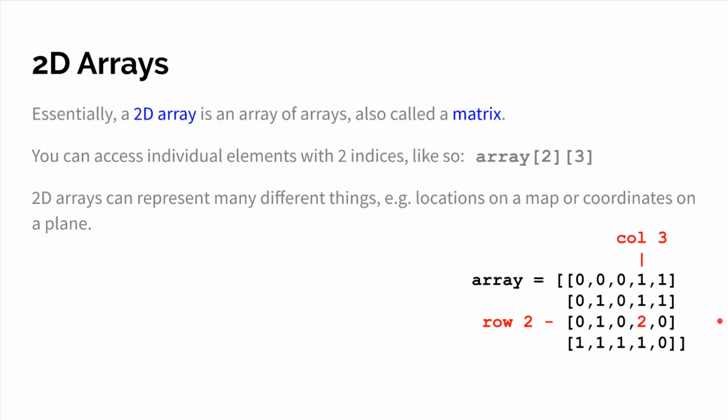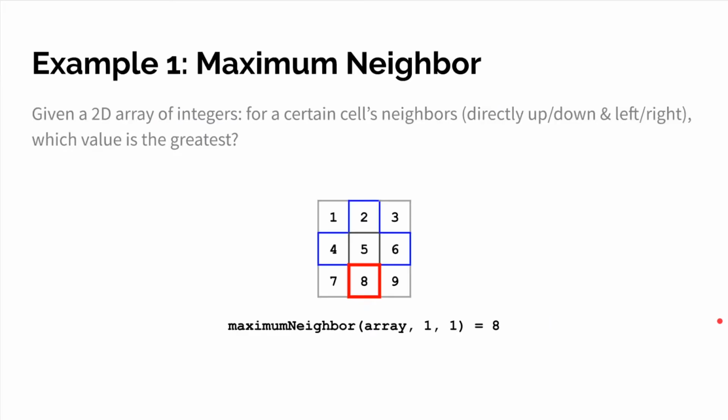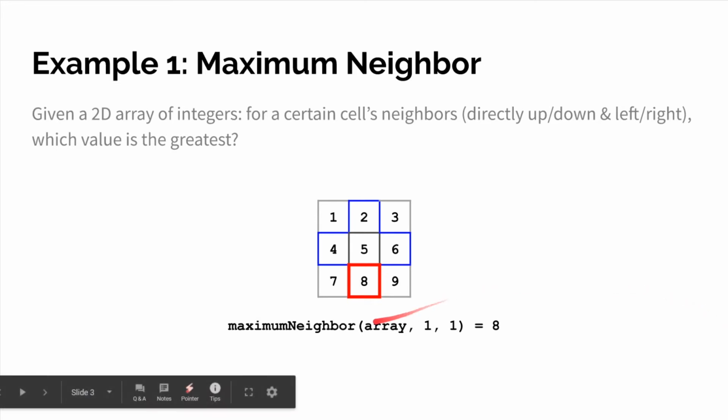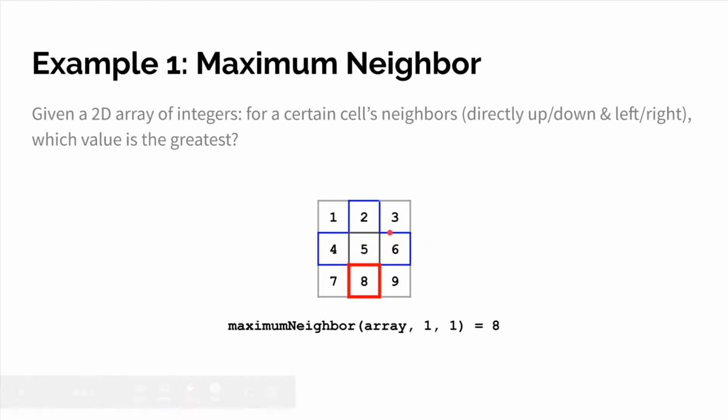So let's start off with the first example. Maximum neighbor. Given a 2D array of integers and a certain cell, for that cell's neighbors, that is the cells directly up and down and left and right, which value is the greatest? So here we have a call to maximumNeighbor on this array, with index 1 for the row and index 1 for the column. So it would be this square right here. And what would be its maximum neighbor?